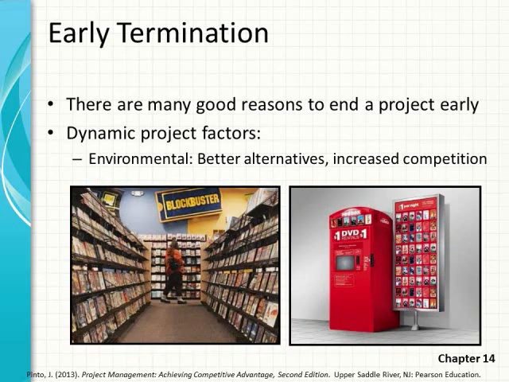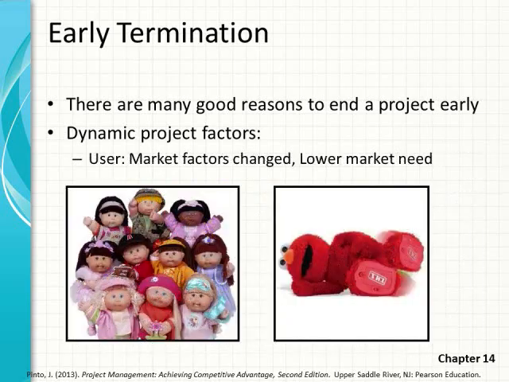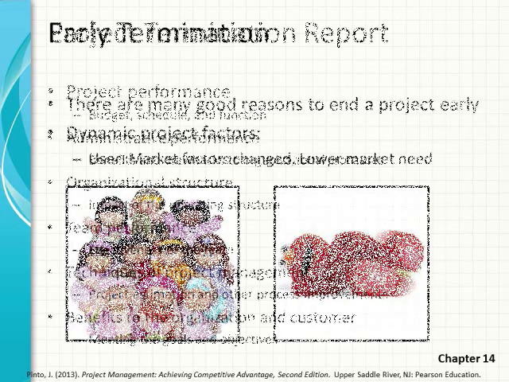There are a number of environmental factors also at work. Perhaps there are better alternatives or increased competition in a particular industry. And I think we saw that with video rentals, and Blockbuster certainly had their problems when Redboxes began appearing at local supermarkets and department stores. Increased competition. Another dynamic factor is, well, users or consumers. Market factors change over time, and maybe there's a lower market need. And certainly we have seen the rise and fall of the Cabbage Patch Kids and Tickle Me Elmo.